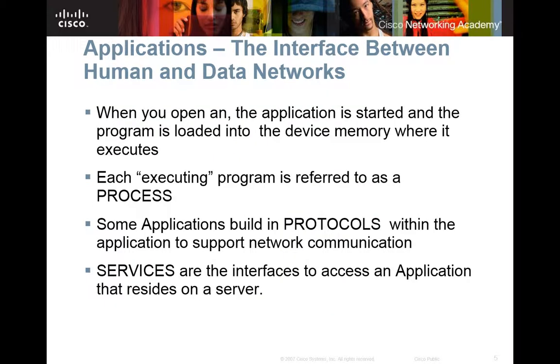When you open an application and the application is started, the program is loaded into memory. What's loaded into memory is the executing part called a process. So when you go to the task manager and you see the process ID, that is the identifier for that application. Some applications build protocols within the application to support network communications between them. And services are those interfaces to access the application that may reside on a server.